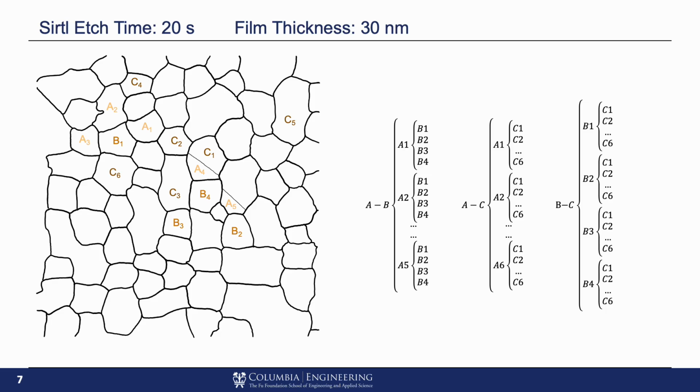Rather than comparing only individual grains, I adopted a pairing strategy to improve statistical robustness. For each A grain, I pair it with multiple B grains to form an A to B dataset. The same approach was used for A to C and B to C comparisons. This generates multiple height difference values for each category, allowing us to calculate an average height difference and standard deviation. If the ABC ranking method is valid, these averaged height differences should consistently reflect intrinsic orientation-dependent etching tendencies.